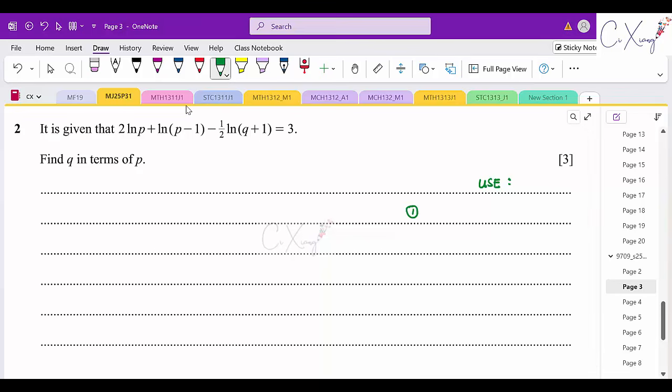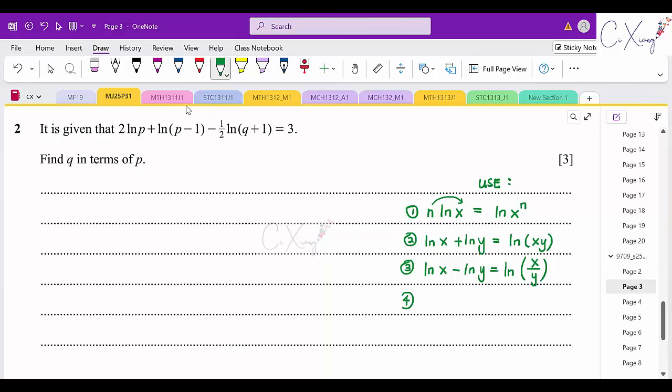The first one is if you have n ln x, basically you can change the constant in front into a power, where it becomes ln x power n. Then after that, if you have ln x plus ln y, you can combine them into ln of x multiplied by y. How about if I have a minus, so ln x minus ln y, you will have ln of x over y.